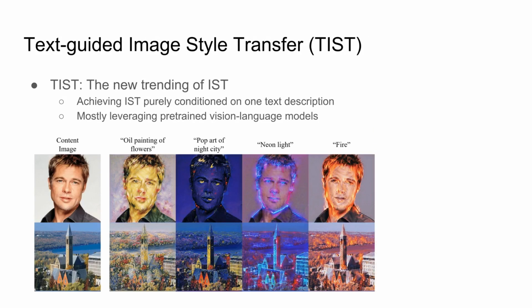More recently, several methods propose to stylize images purely conditioned on text descriptions, achieving the text-guided image style transfer, TIST. These approaches commonly utilize large-scale image-text pre-trained models, such as CLIP. They leverage these models to generate visual patterns corresponding to textual descriptions. For instance, by using the multimodal embeddings of CLIP, these methods can produce visual patterns that resemble fire when guided by the text descriptor, fire.